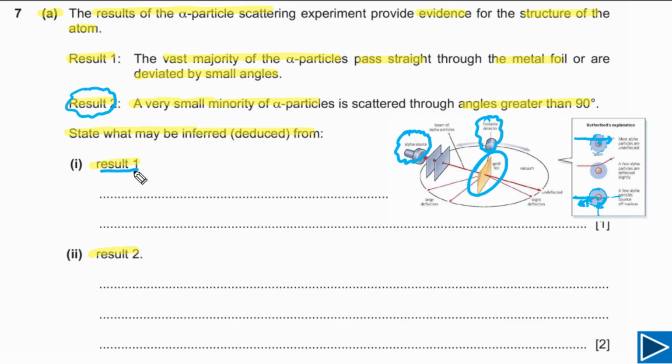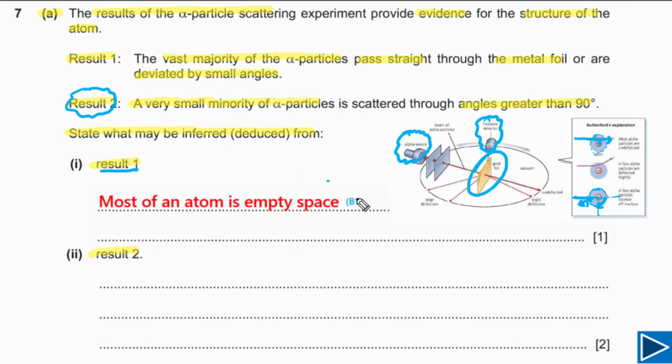Now, according to first result, what we can say about structure of the atom? Simply we can say that, as you can see, most of alpha particles, they went straight. It simply means that most of an atom is empty space. So we can say most of an atom is empty space. So this is what we can conclude from this observation. This part has only 1 mark, and that is B1. So if you have written this, you will get 1 mark.